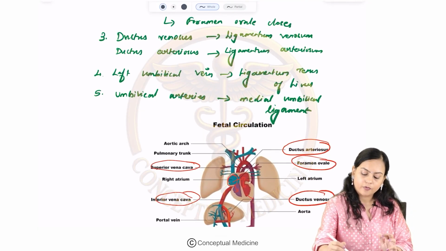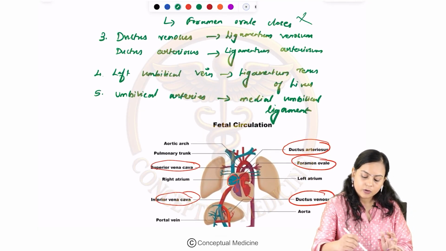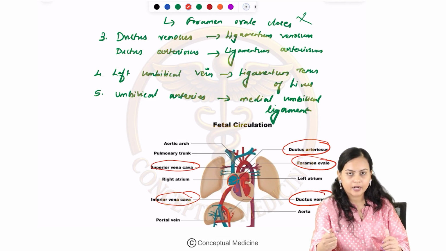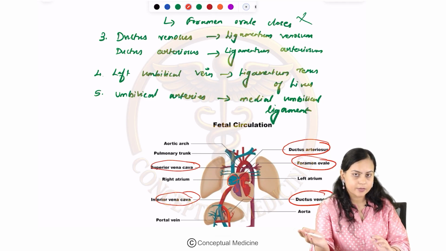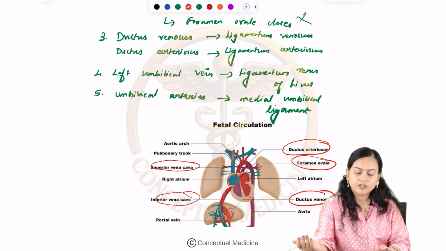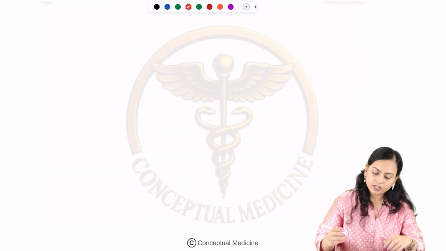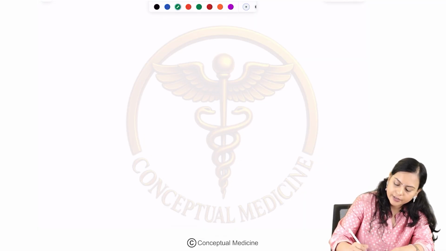Number 1, the foramen ovale closes. Number 2, what are the changes that happen with the ductus venosus, arteriosus, left umbilical vein and umbilical arteries. So, ductus venosus becomes the ligamentum venosum, ductus arteriosus becomes the ligamentum arteriosum, umbilical arteries become the medial umbilical ligament, and the left umbilical vein becomes the ligamentum teres of the liver. Okay. Now, we will see some points on fetal erythropoiesis.